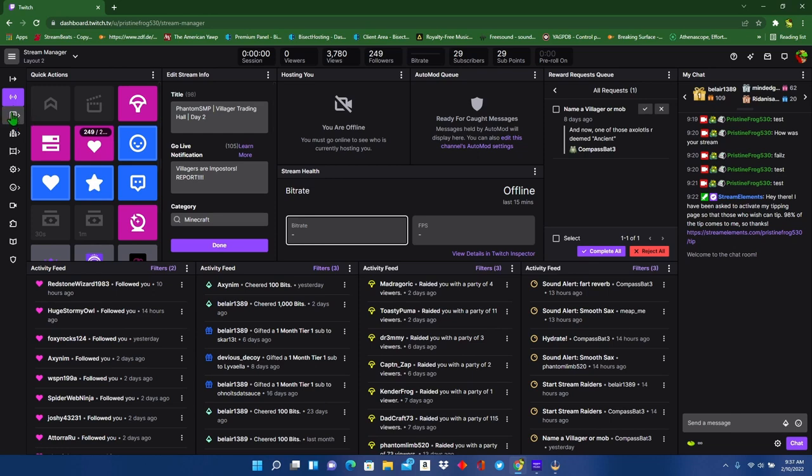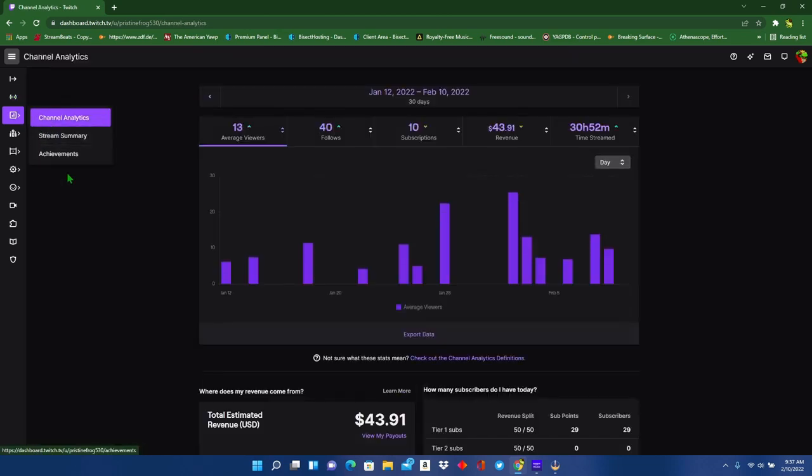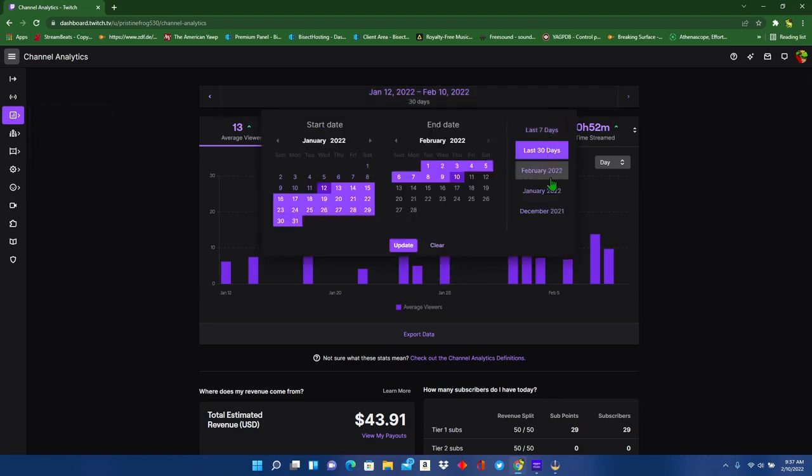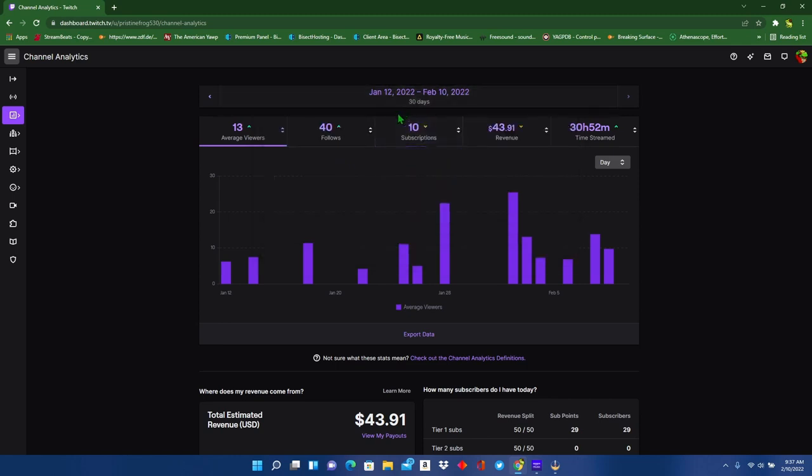So here we are in the Insights tab, and we're going to go to Channel Analytics. Here is where you're going to see the stats of your channel, and this will show you based on 30 days by default, the last 30 days. It'll show you your average viewers, your followers, your subscriptions, revenue, and time streamed during that period. And you can choose 7 days, 30, the last month, the month before, and you can go up there and choose whichever one you want.